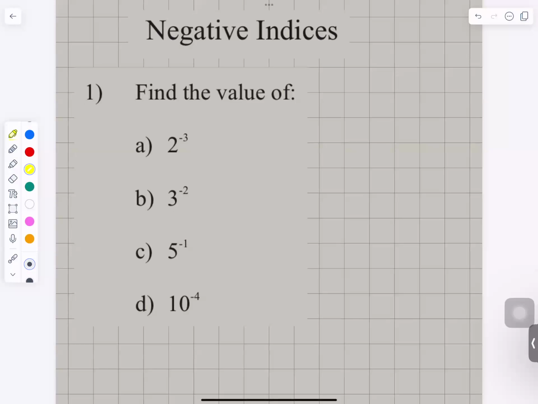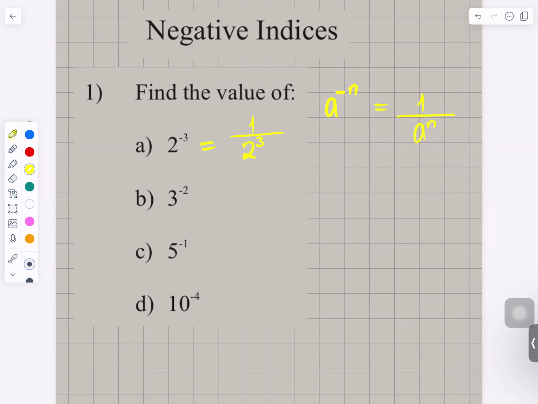Negative indices. Question number 1, find the value of 2 to the minus 3. The rule I'm going to use is written like this: a to the minus n is equal to 1 over a to the power n. So 2 to the minus 3, I'll write as 1 over 2 cubed.